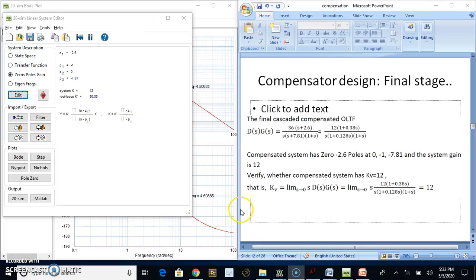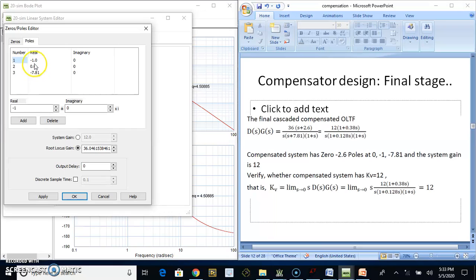Okay, let us see this compensated entire transfer function. You can see now the system gain is 12 here, and you can see the poles are at 0, minus 1, minus 7.81. You can see there is a zero at minus 2.6. That can be edited over here. So this is minus 1, 0, minus 7.8, and the zero is at minus 2.6.